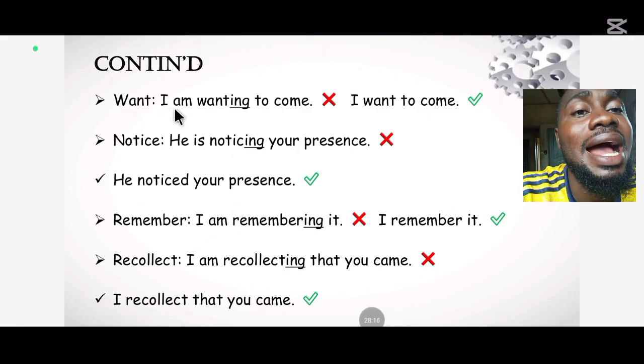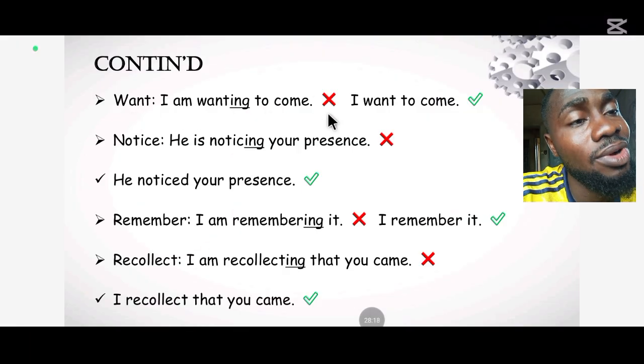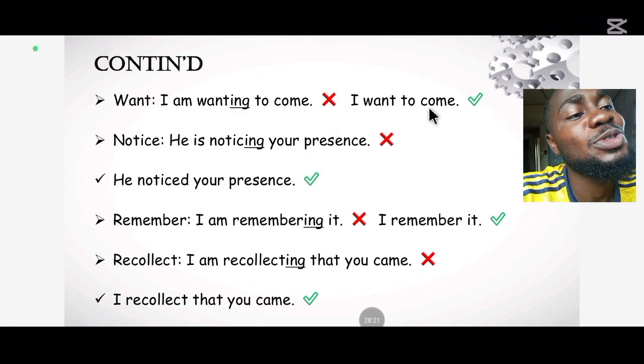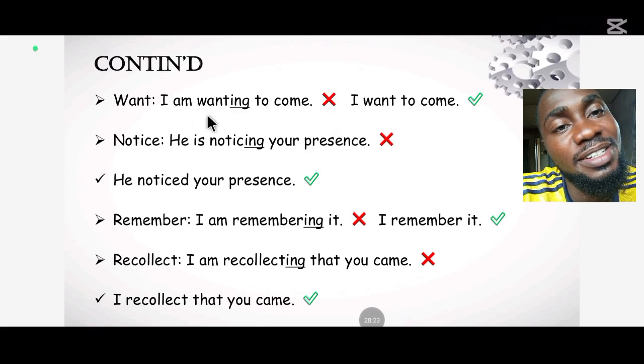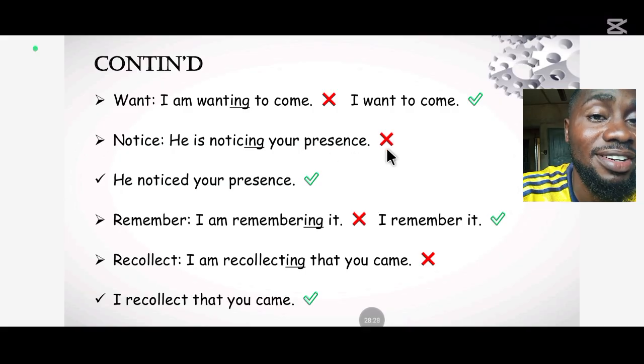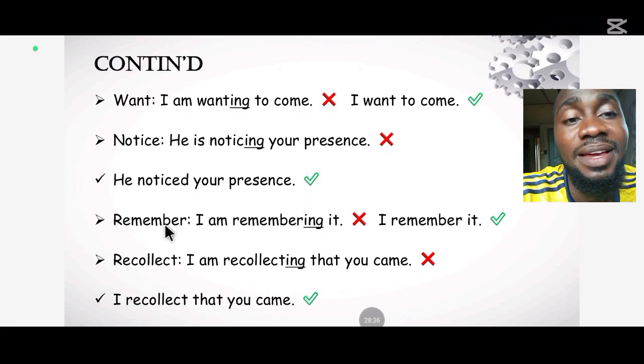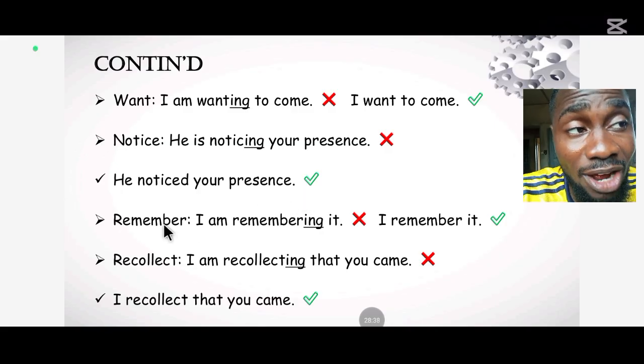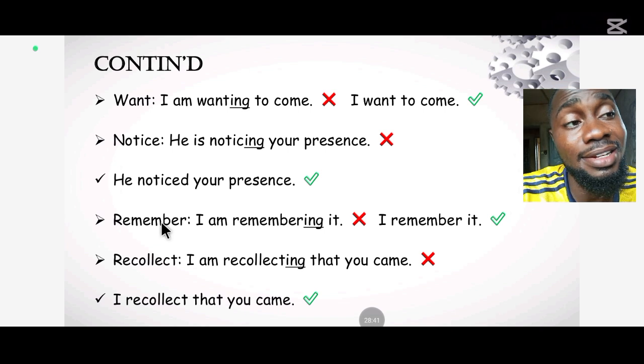Want. "I am wanting to come." That's wrong. The proper way to say it is "I want to come." That's correct. Notice. "He is noticing your response." That's wrong. The better way, or the proper way, to say it is "He noticed your presence." Correct. Remember, all these I'm listing now are the verbs of the mind.